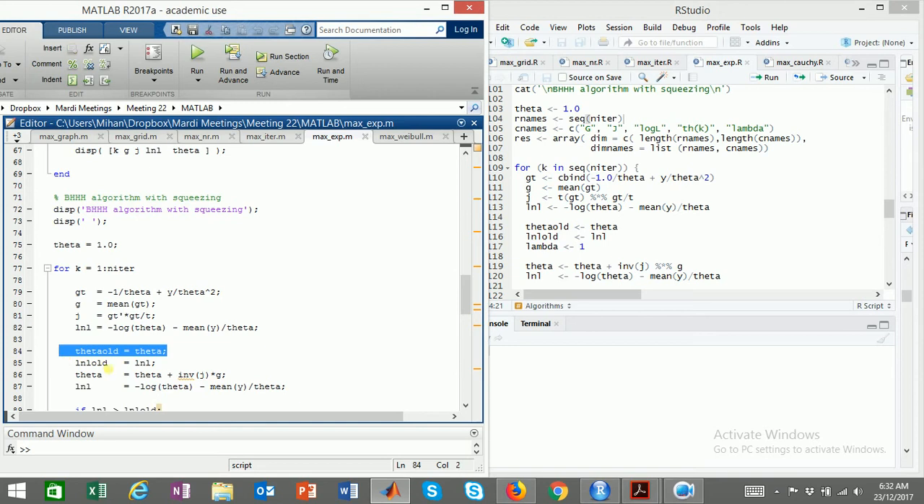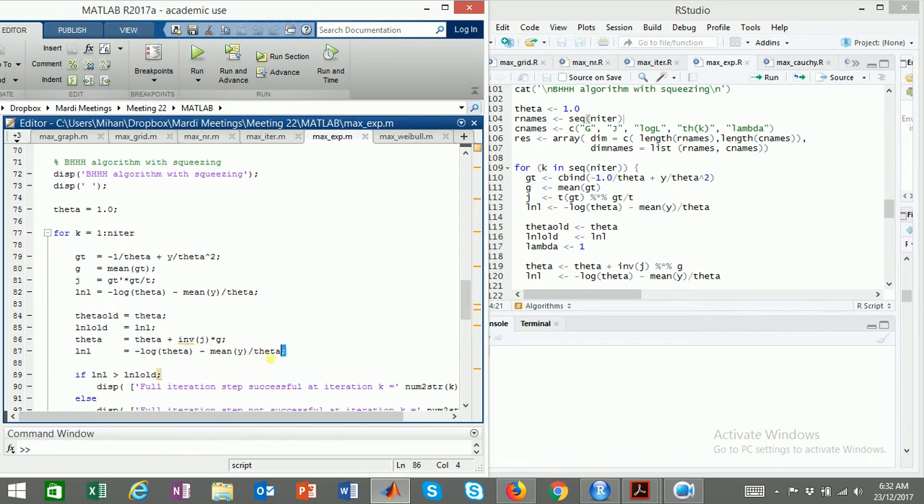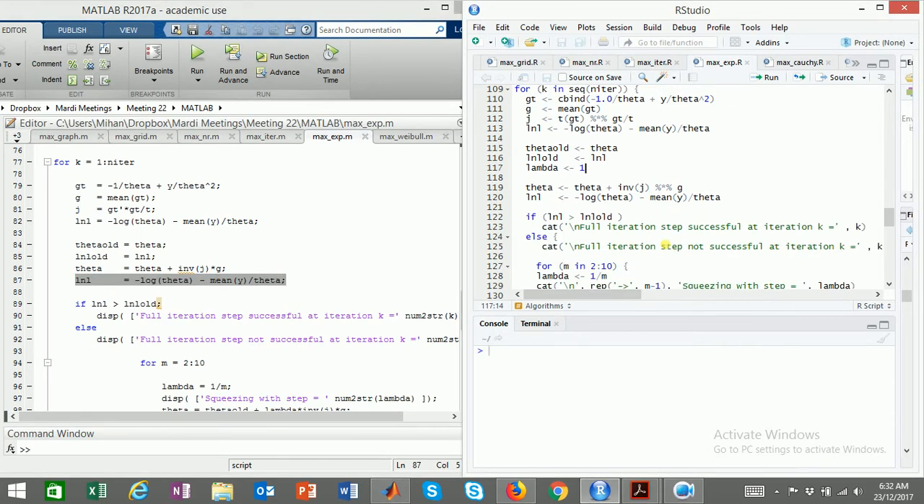Theta old is theta, log old is log L. Theta equals, again I'm doing it again, inverse of g theta, and in jg, this is all fine. Log L is minus log theta minus, this is all fine. Up until this is easy.